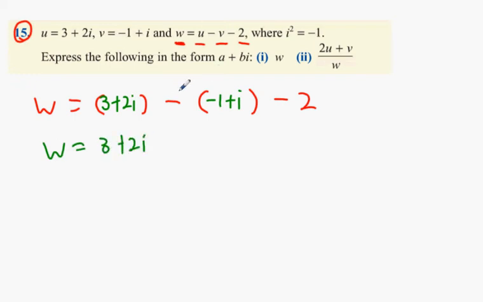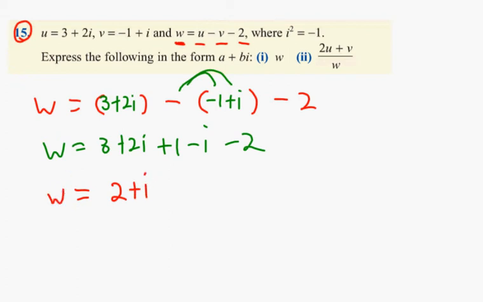What effect does the minus have on the bracket? What does it do to what's inside the bracket? You change the sign, basically. So it was a minus 1, now it's a plus 1. It was a plus i, now it's a minus i, now it's a minus 2. David, how did you finish this off then? 3 plus 1, 4. And then 4 minus 2, 2. 2i minus i, i. So w is 2 plus i.